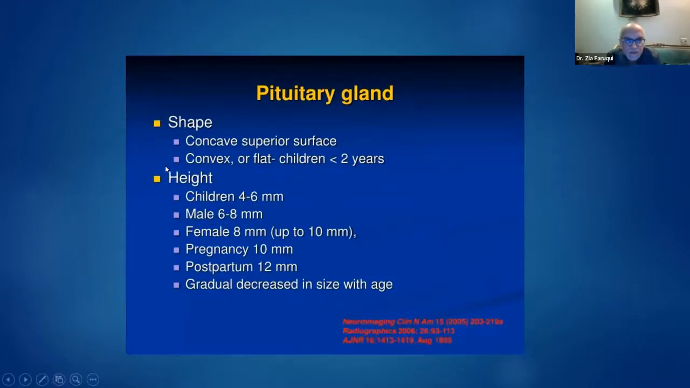So the gland usually should have a concave upper surface. In children under the age of 2 years, you're allowed a little convex surface. In pregnancy, you're allowed a convex surface. One of my teachers always used to say that if you have to measure something, it's not important. Anyway, these are from the literature, so you can see the ballpark sizes. It increases postpartum, it increases in pregnancy, and is slightly more in males. And with age, the size of the pituitary decreases.